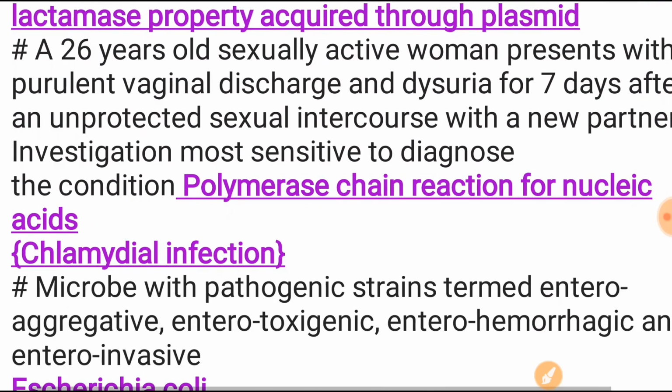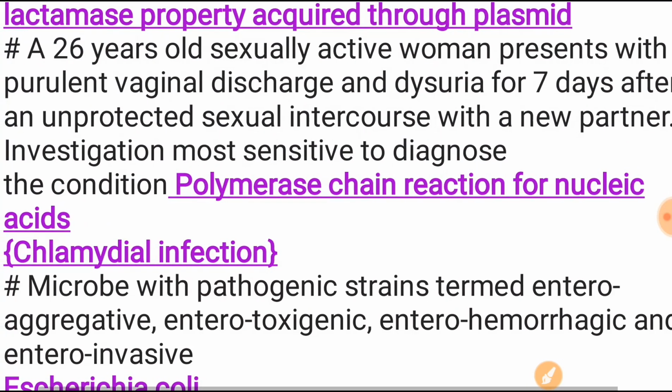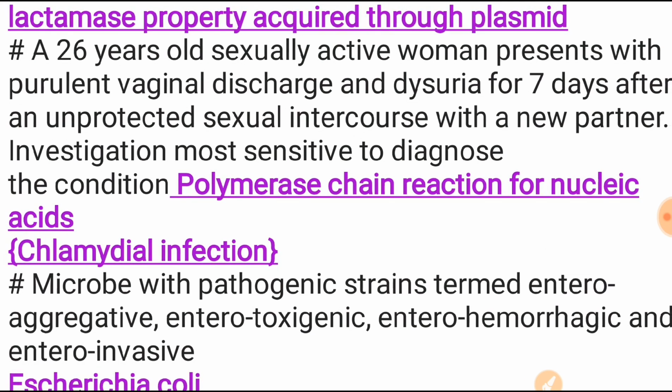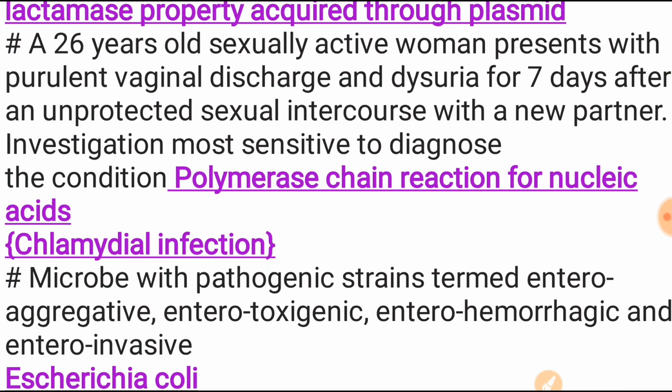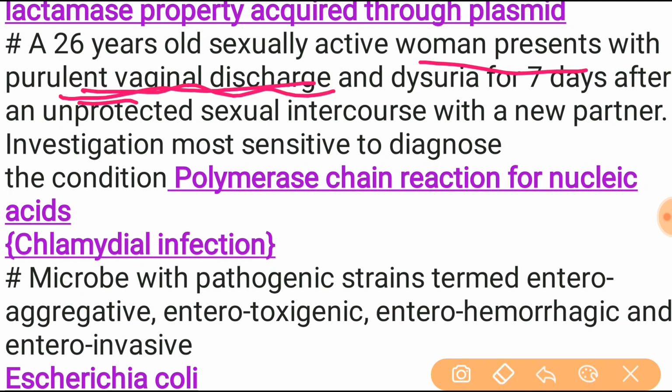Next is a 26-year-old sexually active woman presenting with purulent vaginal discharge and dysuria for 7 days after unprotected sexual intercourse with a new partner. Investigation, most sensitive diagnostic of the condition. Here the question asks about the woman presenting with purulent vaginal discharge. This is the most common thing: purulent discharge and dysuria 7 days after unprotected sexual intercourse, new partner.